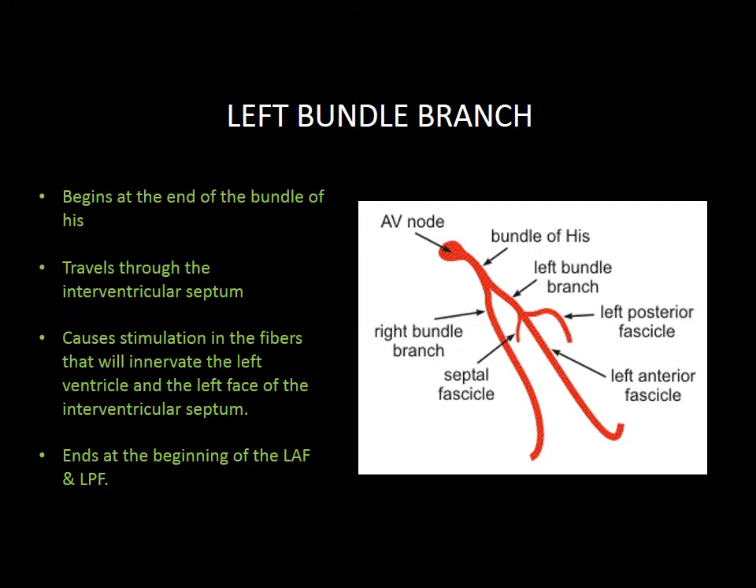The left bundle branch begins at the end of the bundle of His. It travels through the interventricular septum, and it causes stimulation in the fibers that will innervate the left ventricle and the left face of the interventricular septum. It ends at the beginning of the left anterior fascicle and the left posterior fascicle. Let's go talk about those fascicles in the next slide.